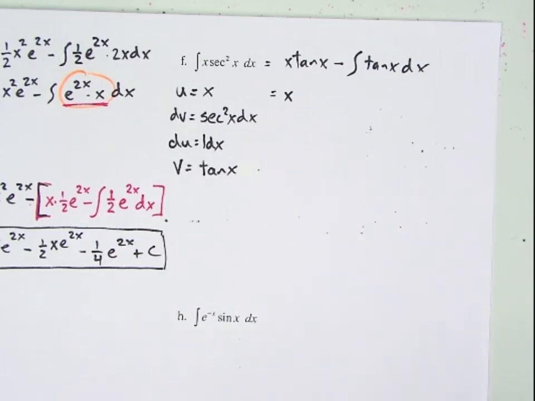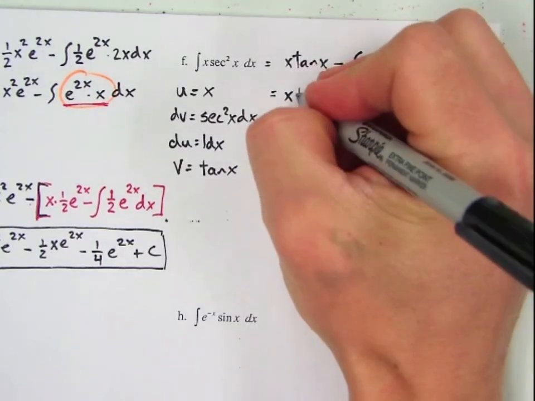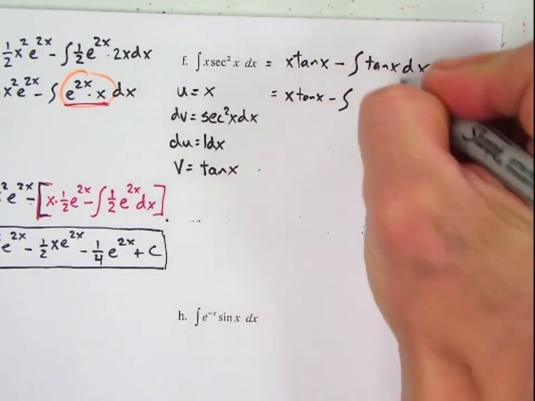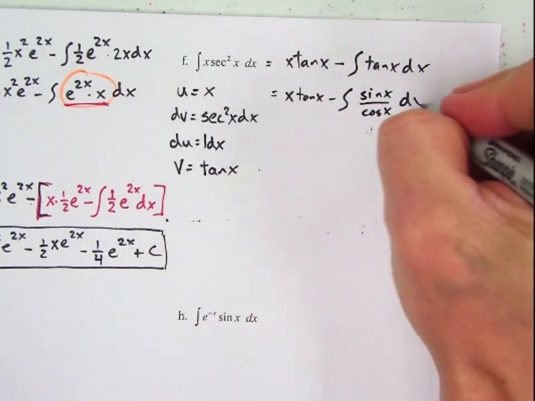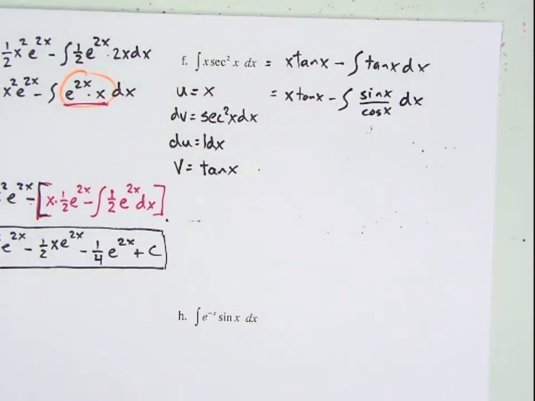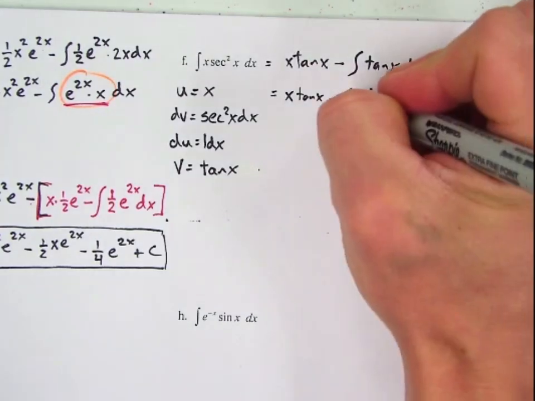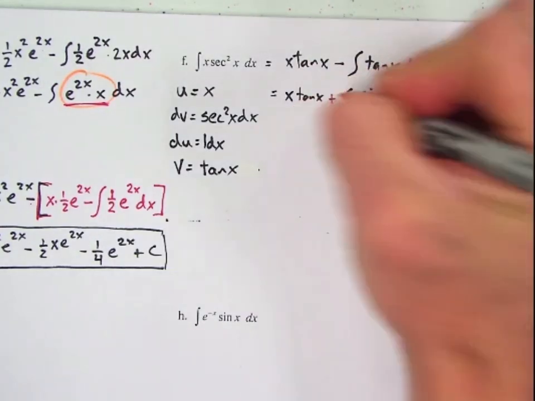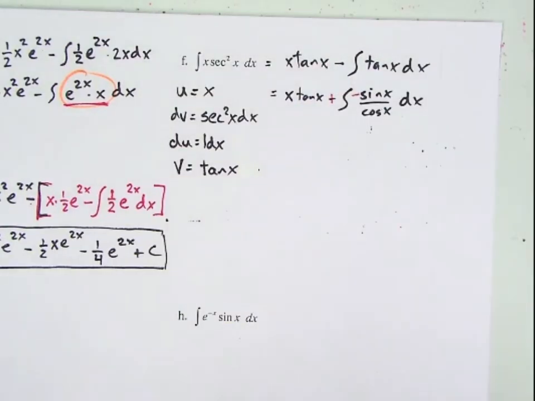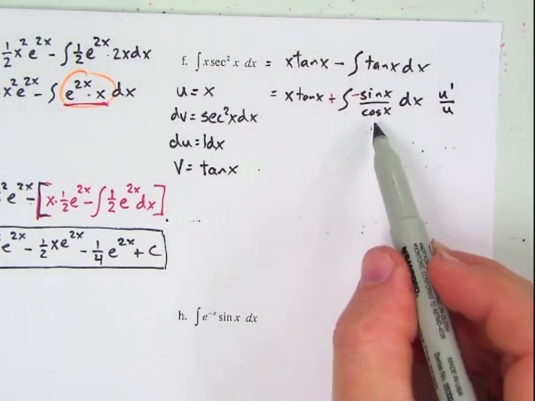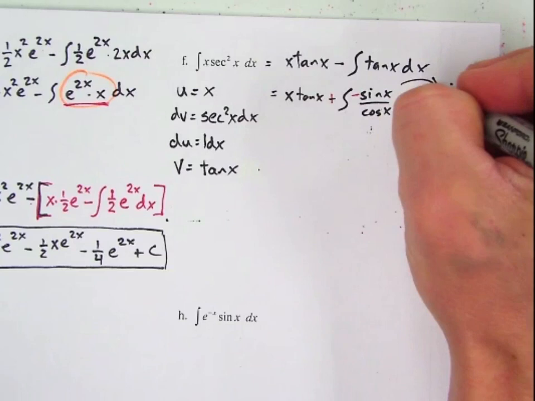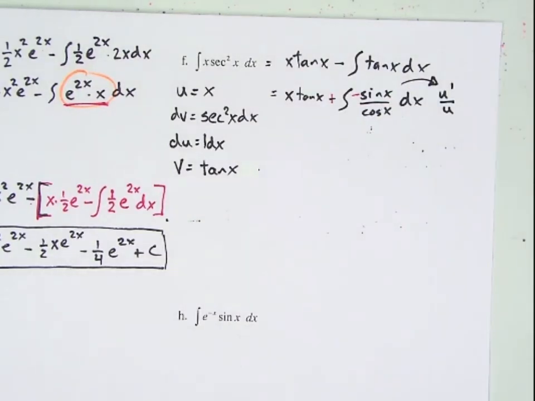Remember that? No? All right, we'll go through it real quick here. So tangent x is sine x over cosine x. And then we can rewrite this a little bit. What if we made this negative and we change the sign out here? Because now we have u prime over u. If u is cosine x, u prime is negative sine x. And then the integral of u prime over u is ln u.